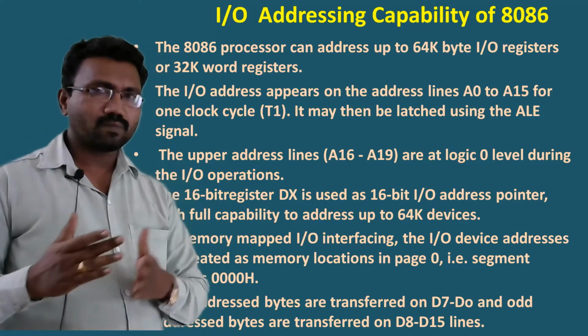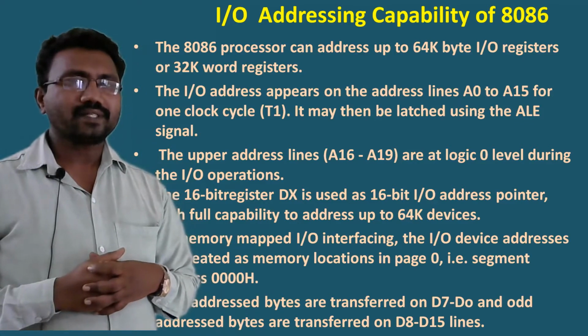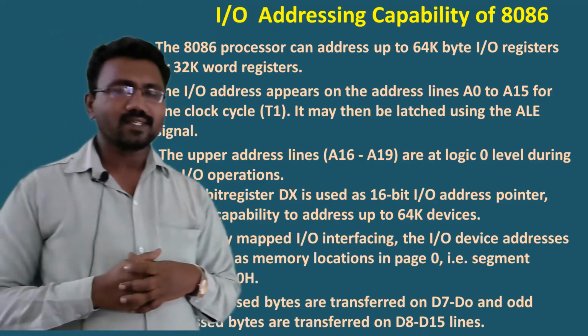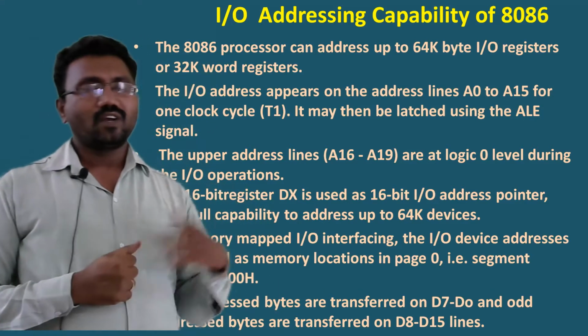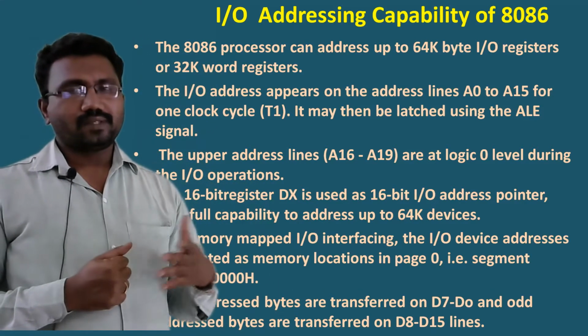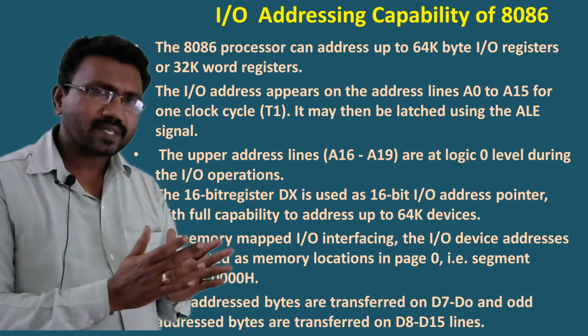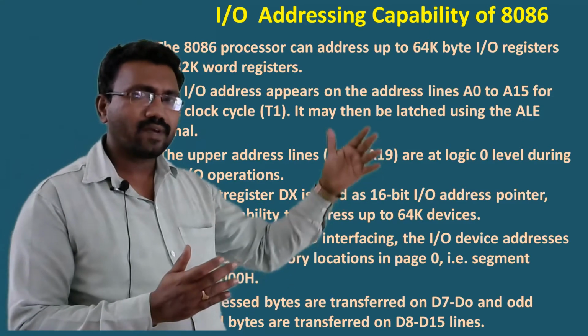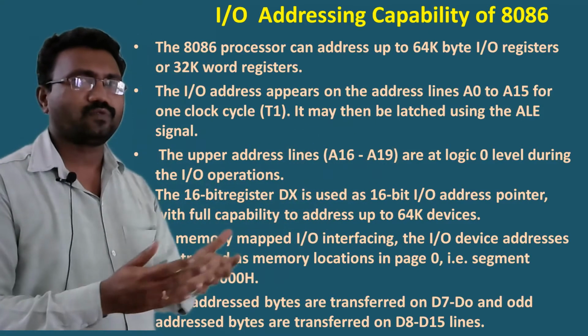The number of I/O addressable locations is 64K. So the number of address bits required to specify the I/O address is 16 bits. How many bits? 16 bits. Why? Because the total address space is 64K. How many address bits are required to specify one of the I/O device addresses? 16 bits. 2 to the power of 16 is equal to 64K.